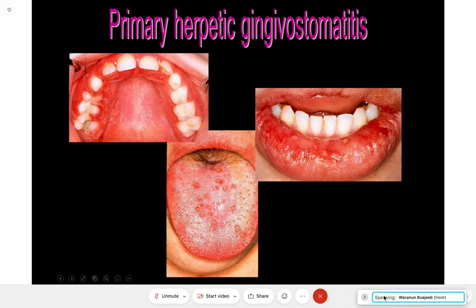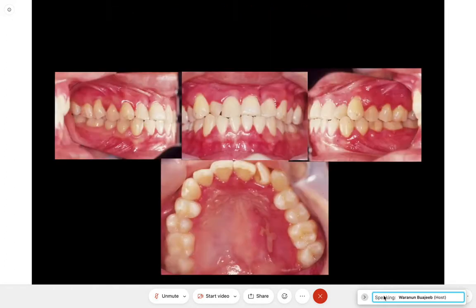So with the history of generalized symptoms, fever for a few days, maybe nausea, and cervical lymphadenopathy can also be noticed if you palpate the lymph nodes of the patients, together with the lesions, normally it can be clinically diagnosed. This is an adult about 30 years of age, complaining about pain in the oral cavity. And you can see some marginal gingivitis in some areas of the patient.